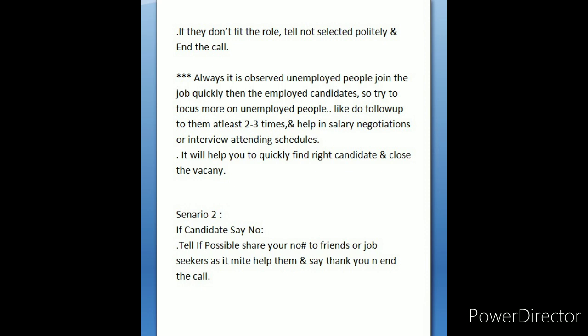Now, suppose the candidate says, "No, I'm not searching for a job." Ask him to check if any of his friends are searching for a job. In that case, he can pass on your number to them, and they can contact you directly. Or, if possible, WhatsApp him the JD and tell him to share it with his job-seeker friends or contacts, so that it might help them get a job quickly. Okay.